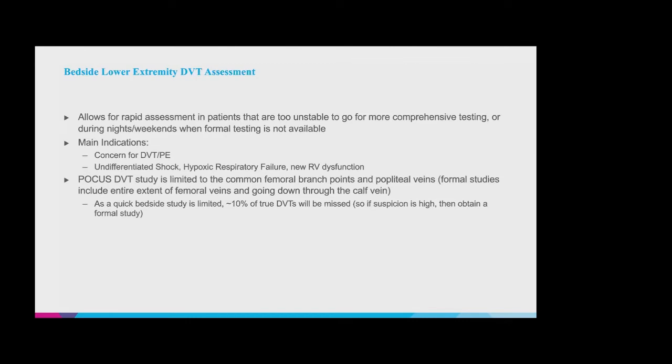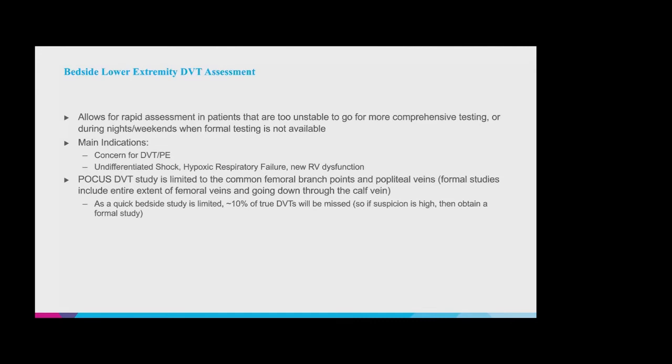That being said, the whole design behind POCUS DVT is that we want to be as quick as possible and have the highest yield as possible in the quickest amount of time. So really, for purposes of the bedside DVT study, we're just looking at the common femoral branch points, and then we go down to the popliteal vein. So we don't actually do the entire extent of femoral veins. If you order a formal DVT study, they'll actually start up by the inguinal ligament, and they'll track the femoral vein all the way down to below the calf, or all the way down to the mid calf. But obviously that's time consuming.